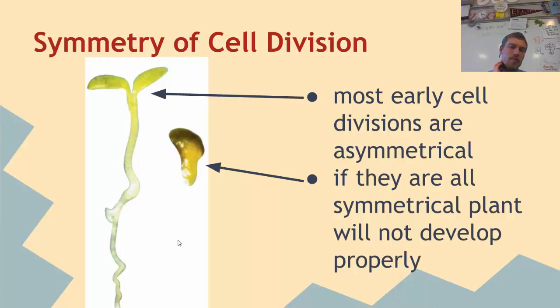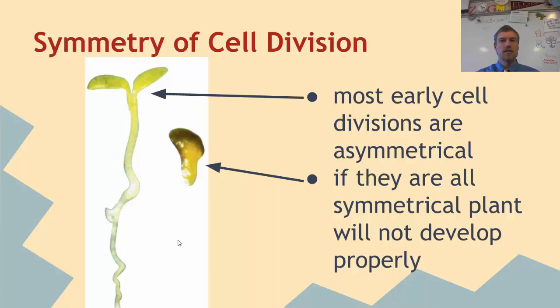Now, why this is important is that in early development, almost all of the cell division is asymmetrical because you're producing all these different types of cells that need to perform different functions in order for the plant to actually survive. If all of the cell divisions were symmetrical, the plant would not develop properly. If all the cells continued to be this embryonic tissue that was able to perform all functions, well, you would never actually get a plant developing properly.